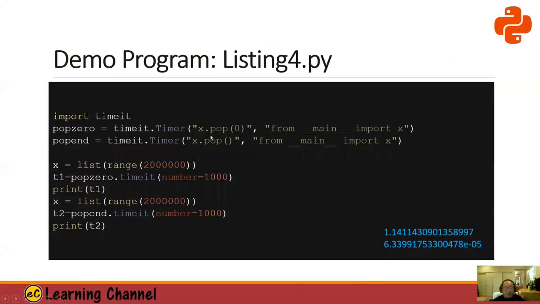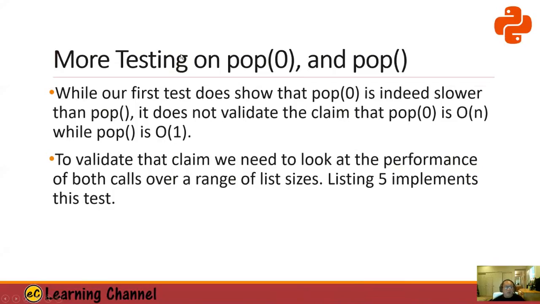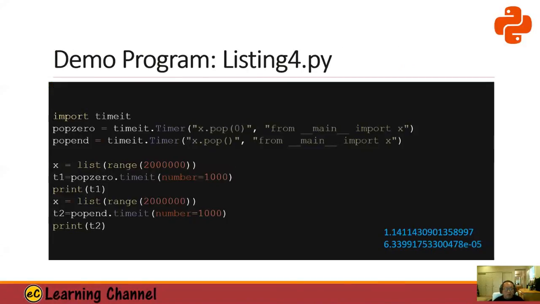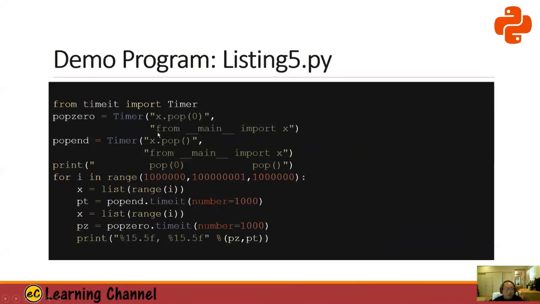So right here, again, you have pop and you make two lists, x list. You make one list, and then you set up a timer for x.pop and import x, right? And then you time it. You have pop(0) and time it 1,000 times, something like that. The next one is pop(0) and pop empty. You already get it, this one is similar to that one. This fourth one is running a 2 million entry list 1,000 times. And the next one sets up the same two timers.